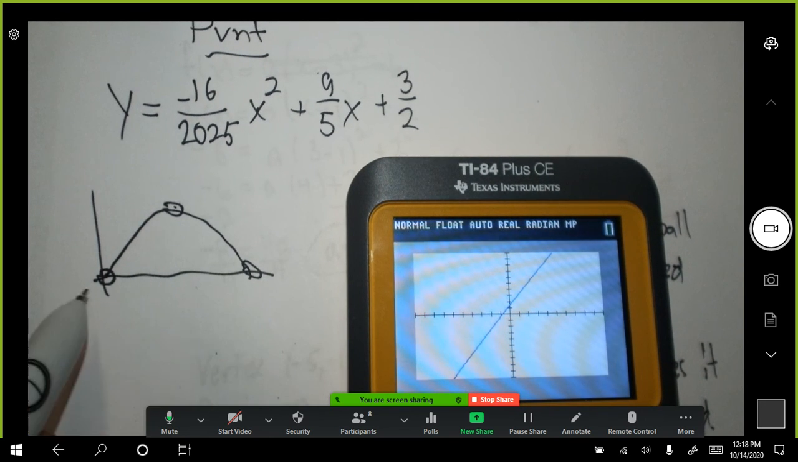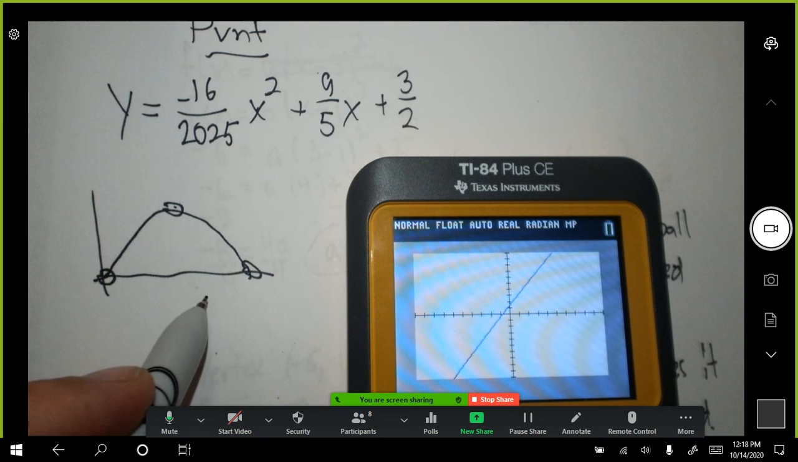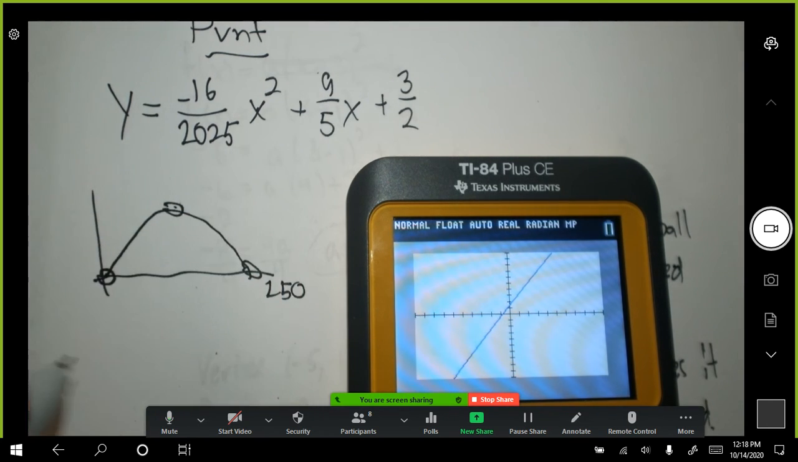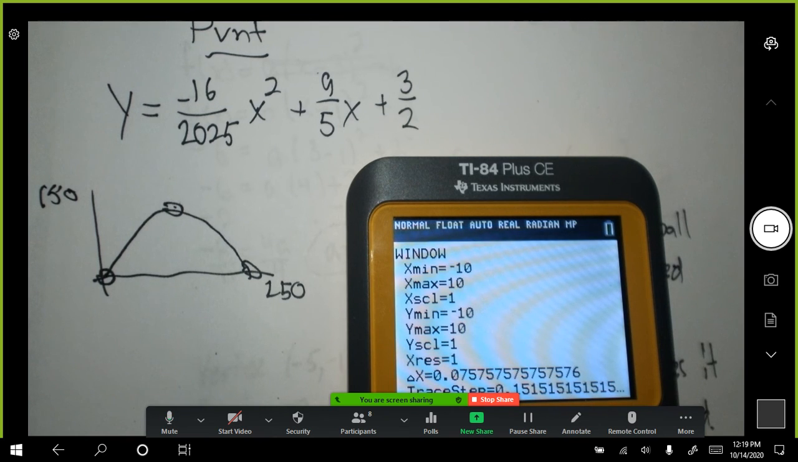A football field is 100 yards, 300 feet. So I'm going to look at about 250 feet here. And I'm saying they can't kick it any higher than 150 feet. So what I'm going to do is change my window. And I don't care about the negatives. There's nothing that happens over here, and there's nothing that happens down there.